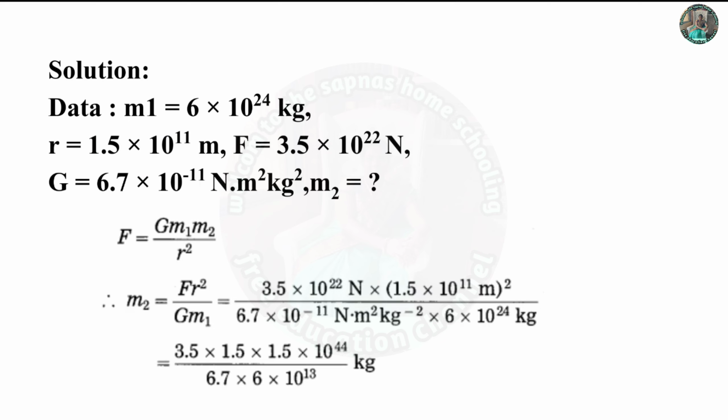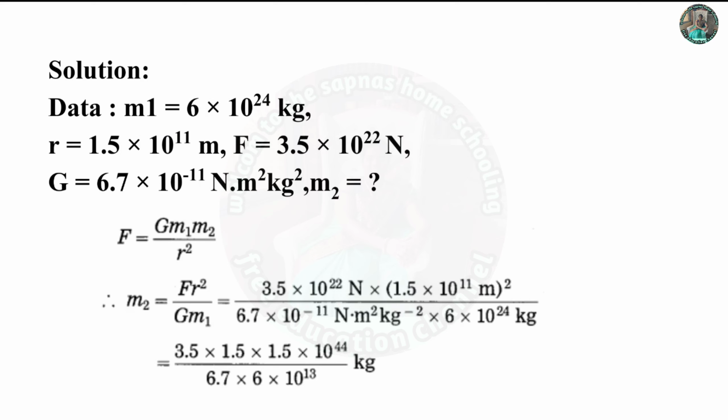Solution. Data. M1 is equal to 6 into 10 raised to 24 kg. R is equal to 1.5 into 10 raised to 11 meter. F is equal to 3.5 into 10 raised to 22 Newton. G is equal to 6.7 into 10 raised to minus 11 Nm² per kg². So, M2 is equal to what? F is equal to G M1 M2 upon R square. So, that's why M2 is equal to F R square upon G M1.